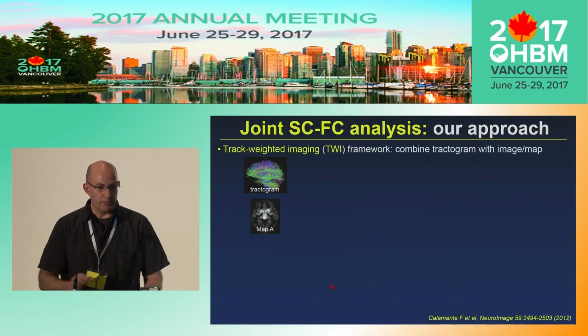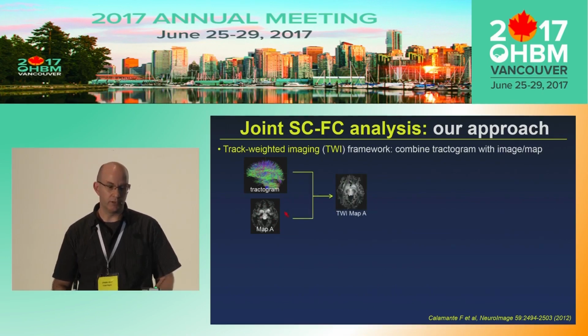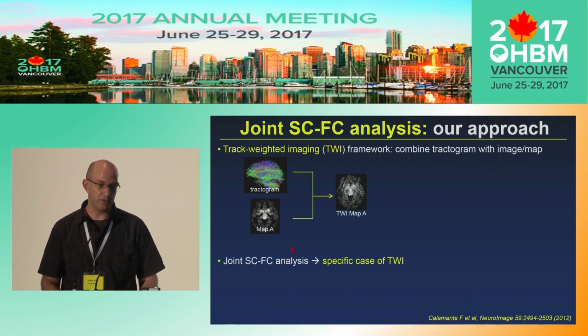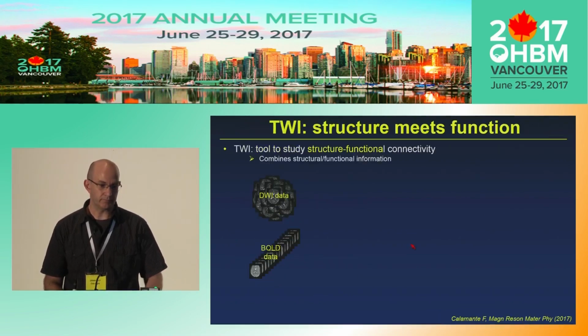The approach that we developed in our lab, and the one I'm going to talk about for the rest of this talk, is based on the track-weighted imaging framework. This is just a general framework where you can take a tractogram from diffusion MRI and any images that you want and combine them to generate a track-weighted version of the one that you're using. For the particular case of mixing structural and functional connectivity, it's just one specific case of this, where the image you're using is just the functional connectivity data or the BOLD data, for example.